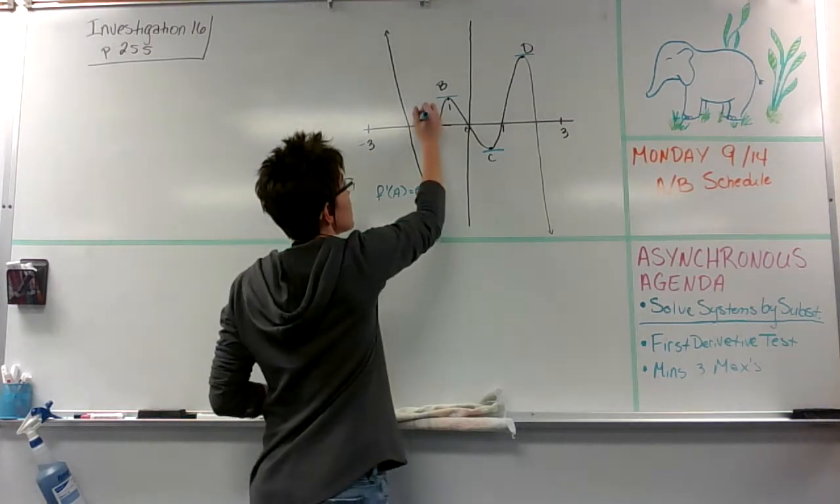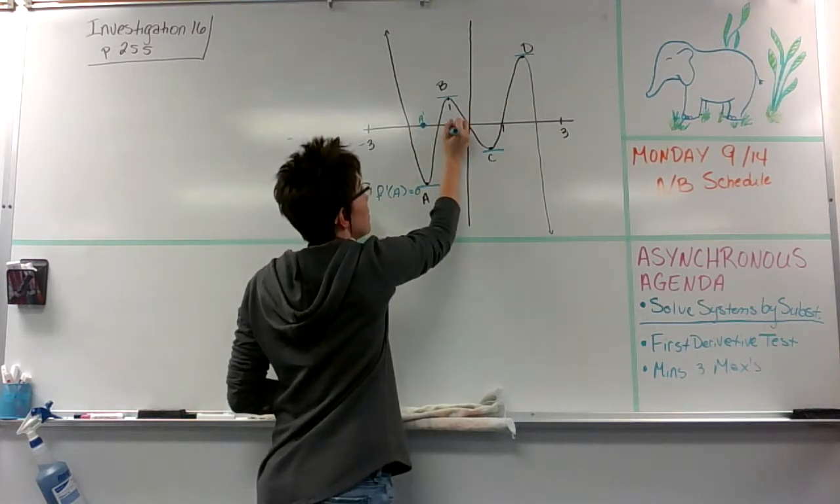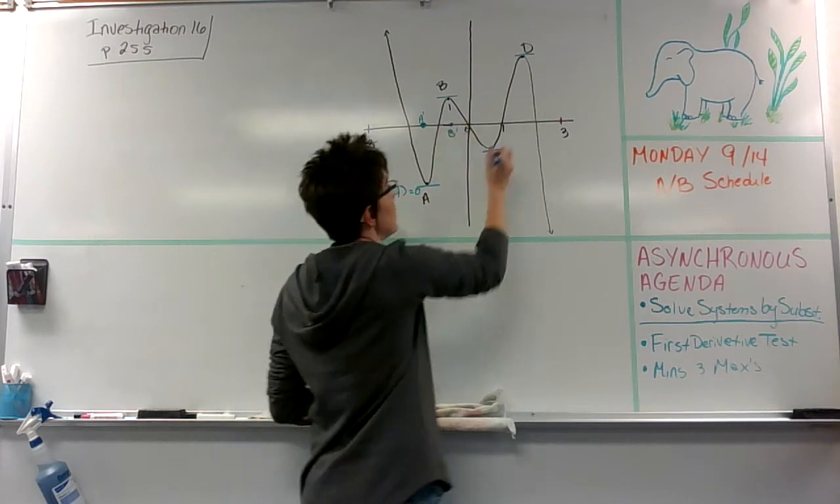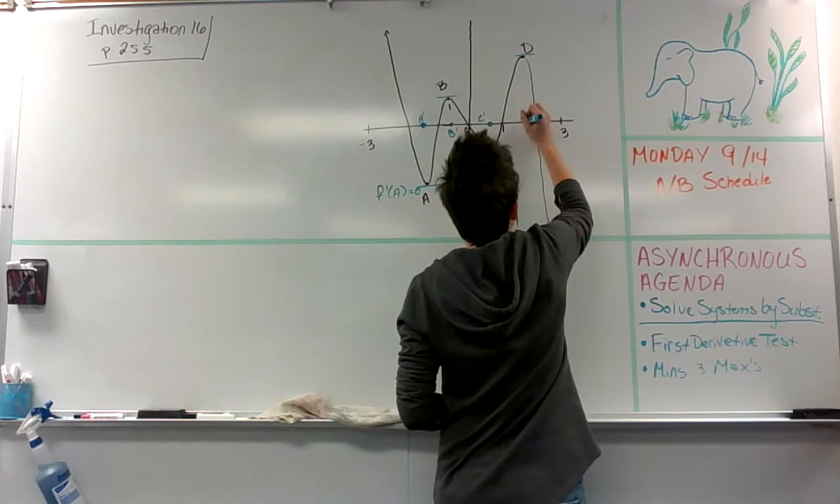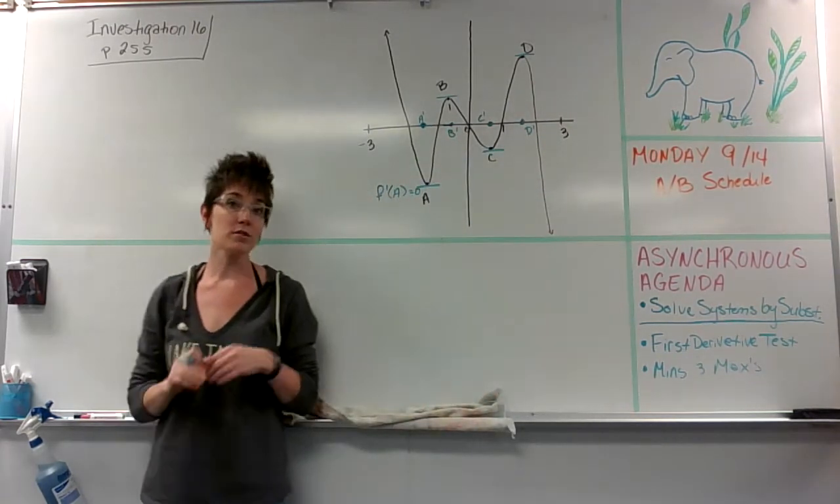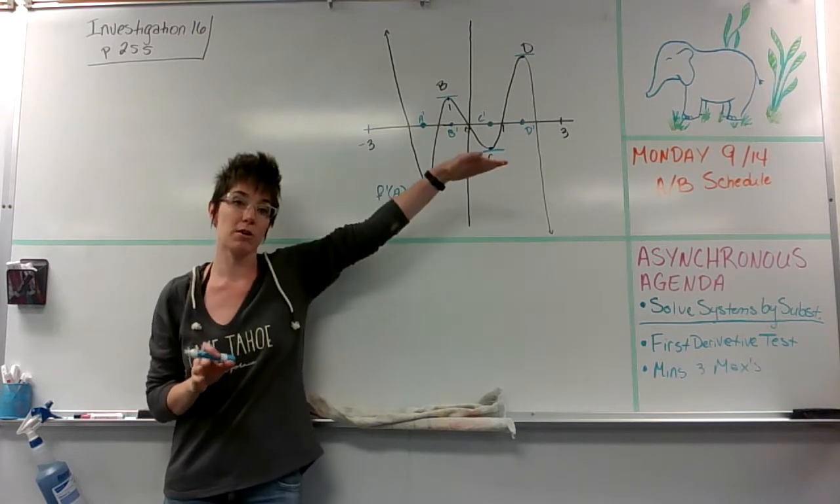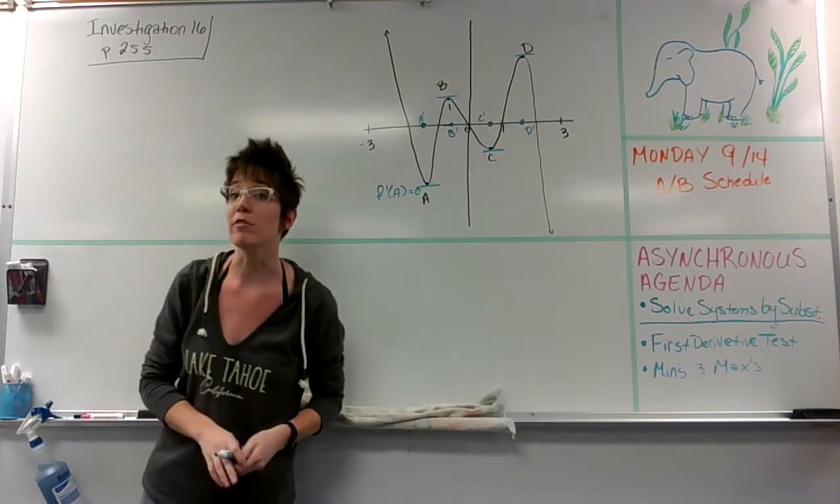Same thing for B. So this is A prime. This is B prime. C prime is also a slope of 0. And then D prime is also a slope of 0. So all of those 0 slopes wind up being zeros on the y-axis when I graph f prime of x.